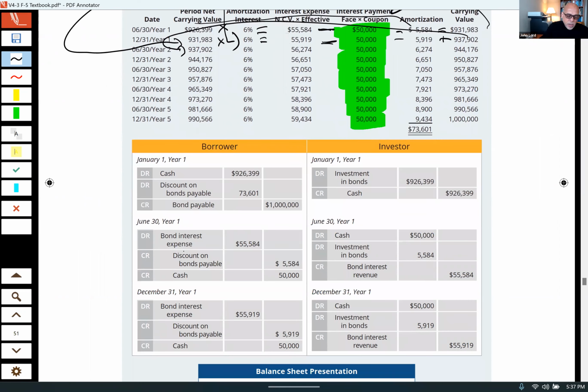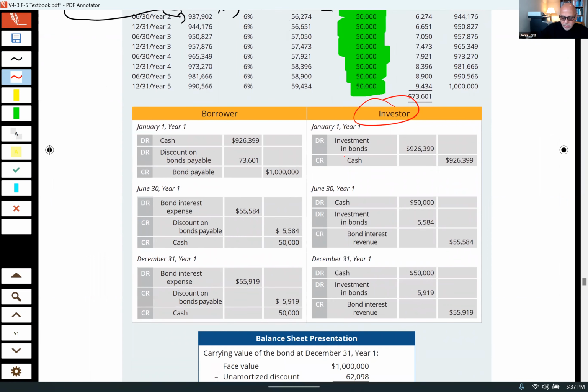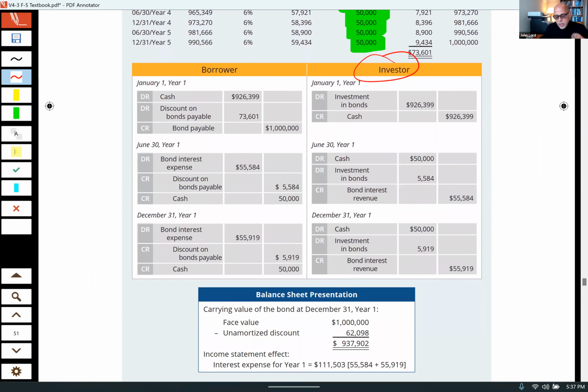Now what I did was I just focused on the borrower here, this whole thing. But they do ask you a question about bond investment, and amortizing a premium or discount for a bond investment. Now, this is a little bit tricky because we've already talked about bond investment in F4 now, where we talked about trading, held to maturity, available for sale. We talked about all that.